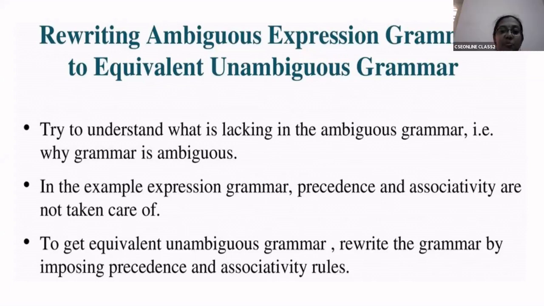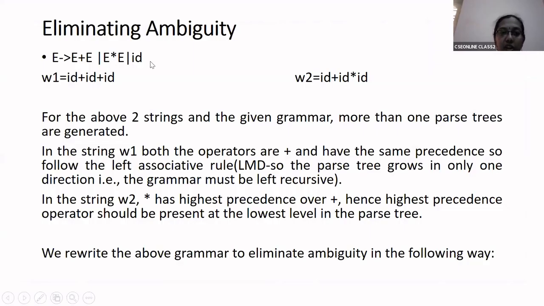We'll take an example for eliminating the ambiguity from the grammar and we'll rewrite the rules. This is one example which we have seen, even in your lab, you are writing the same grammar, I suppose. E derives E plus E or E minus E, E into E, E divided by E, E within parenthesis, and ID. So this grammar is said to be ambiguous. Why is this grammar said to be ambiguous? Because it has more than one parse tree.